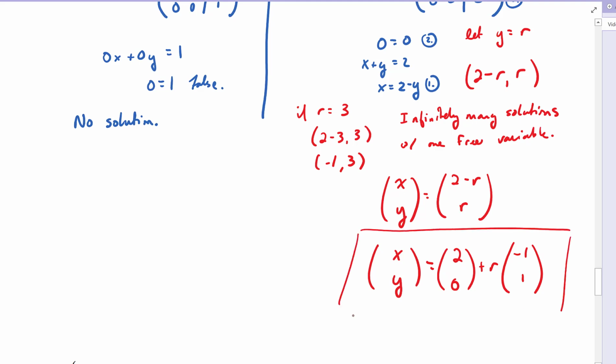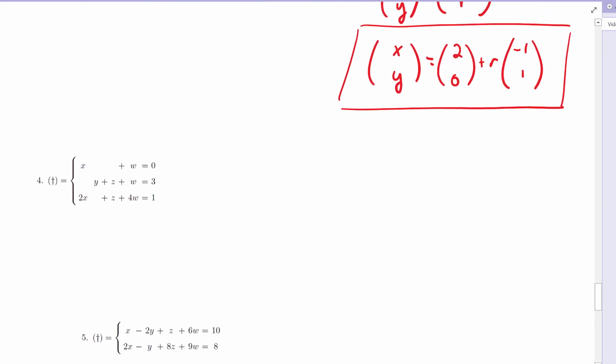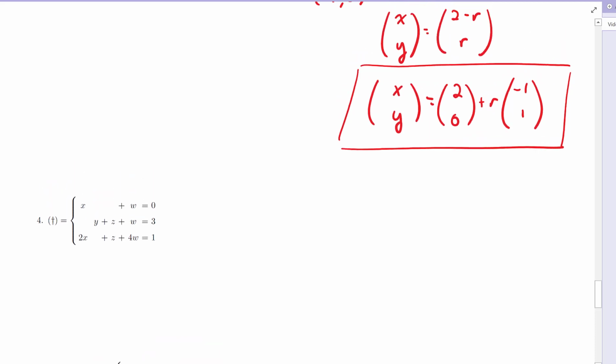So I want you to practice writing your solutions this way. This will become more important as the course goes along. Okay, so let's look at two more examples of this. Let's look at number 4 here.